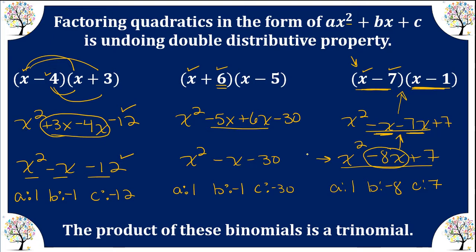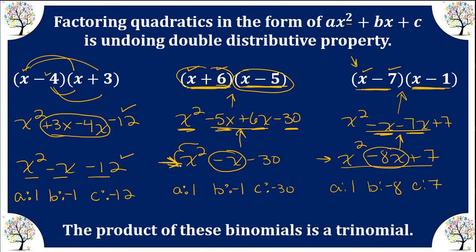So just keep this in mind. As we are given a trinomial, we will be rewriting the middle term to create 4 terms so we can then group in order to create our 2 factors, our 2 binomials. So x plus 6 and x minus 5 are the 2 factors of our trinomial.